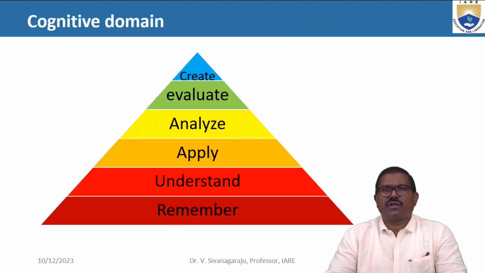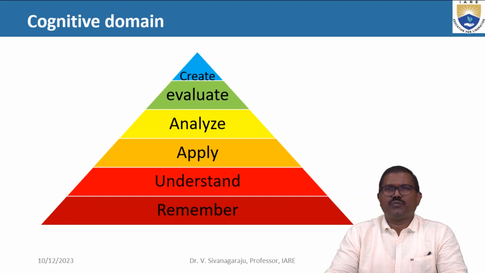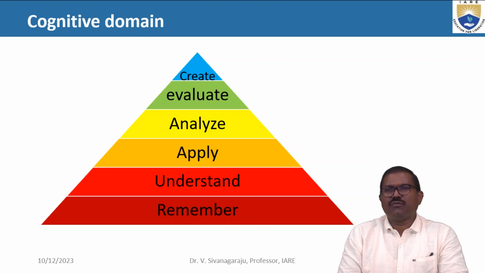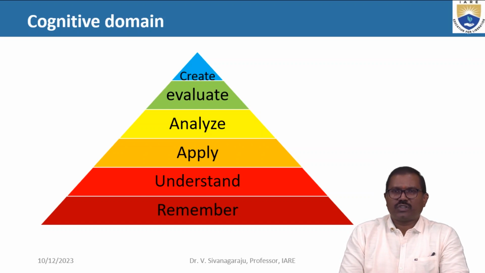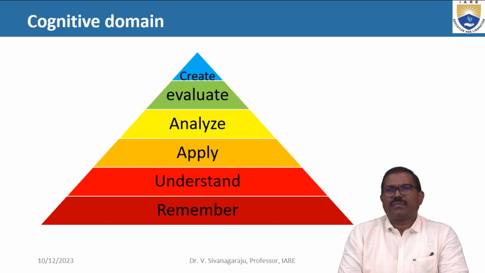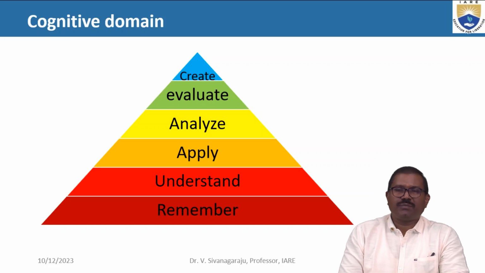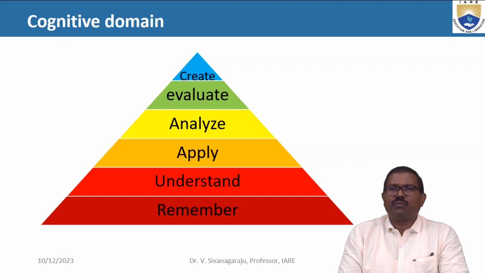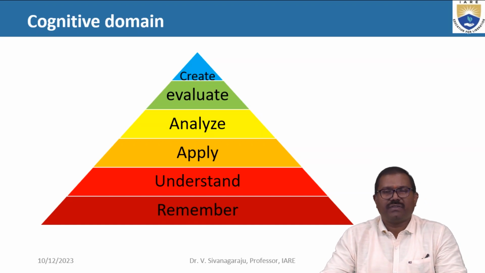This is the cognitive domain: remember, understand, apply, analyze, evaluate, create. We must follow this pattern when preparing any CO. The action verb must go from remember to create. The lists of action verbs are defined, showing which come in remember, which in understand, and which in apply. That is all in the verb levels.